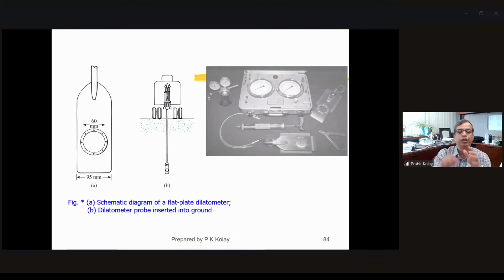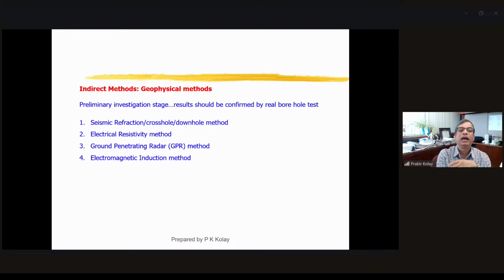The dilatometer test, again, is just pushed into the ground, and then there is a system. We apply some pressure there, and from this you can find out how much the lateral confinement is. Depending on that, you can find out the stiffness of the soil. We have maybe two to three minutes left. So the last method, I'm not going to go into detail.